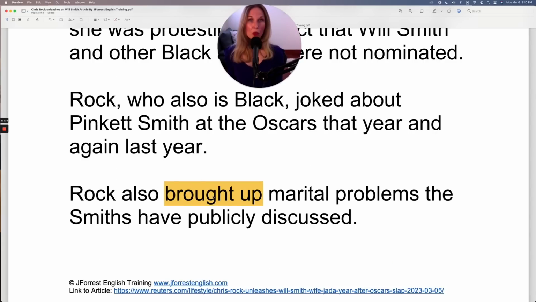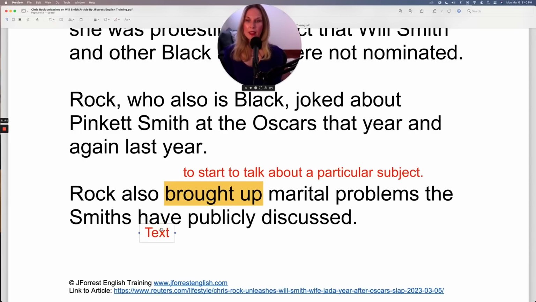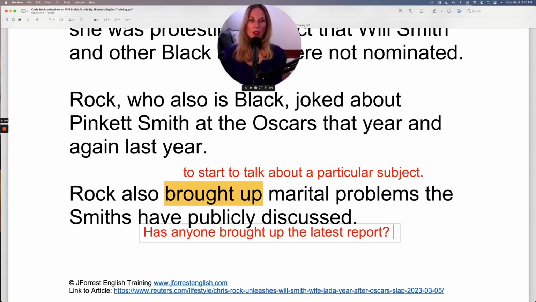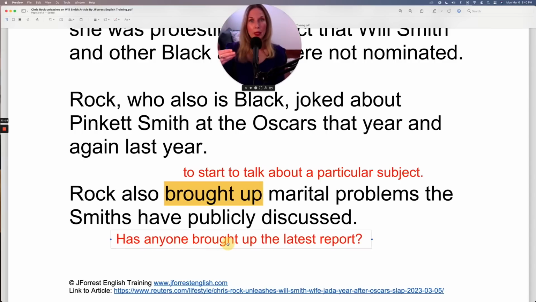Let's review this phrasal verb. The phrasal verb is bring up, to bring something up. And this is when you start to talk about a particular subject. So let's say you get to a meeting 15 minutes late. You might ask, has anyone brought up the latest report? So has anyone said, let's talk about the latest report? We need to talk about the latest report. That would be me bringing up the report, if I said, let's talk about the report. So if you get to a meeting late, you might want to know, well, what topics or subjects have been discussed?